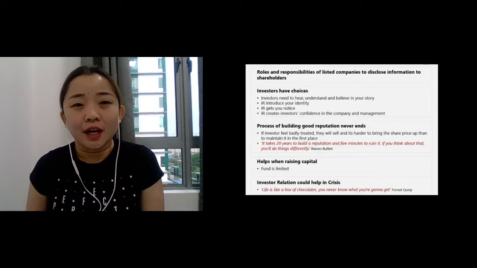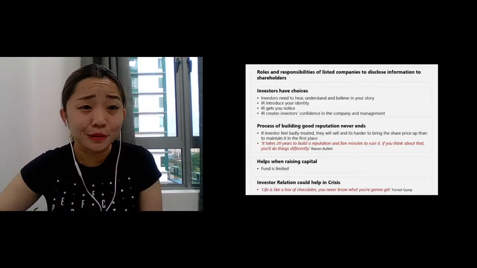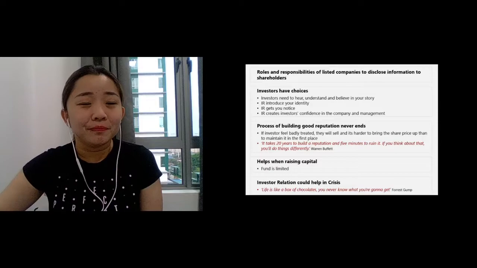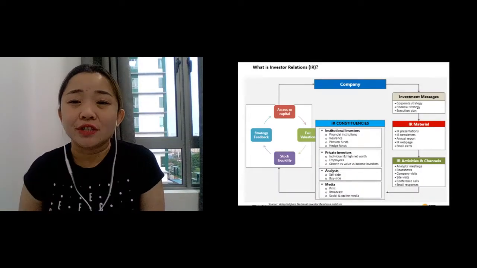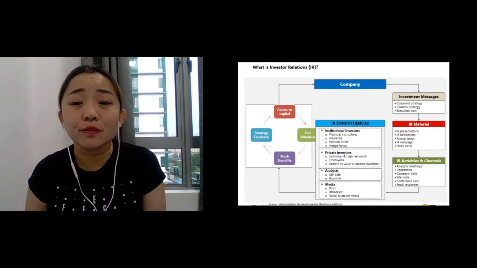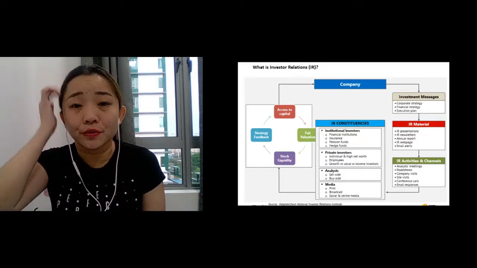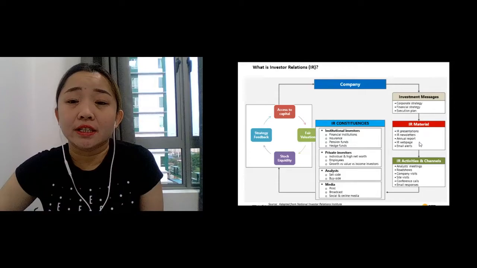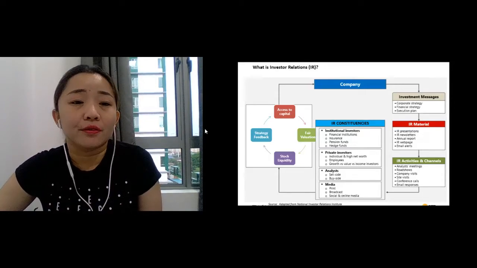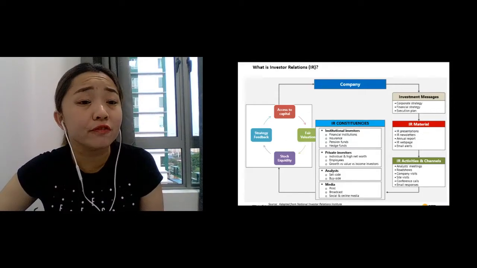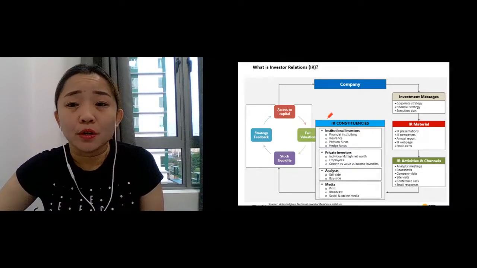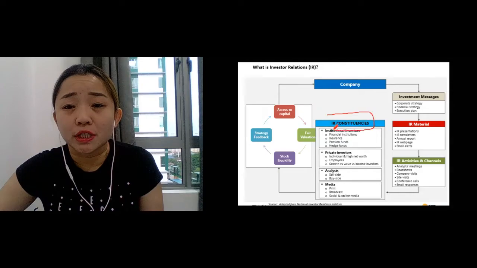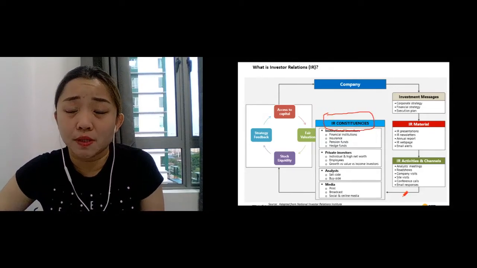Okay. Now let's move on. Well, what is investor relations at the end of the day? Now, if you look at the chart that is in front of you right now, the first thing you need to know is what you call the IR constituency. That means the people that you deal with at the end of the day.